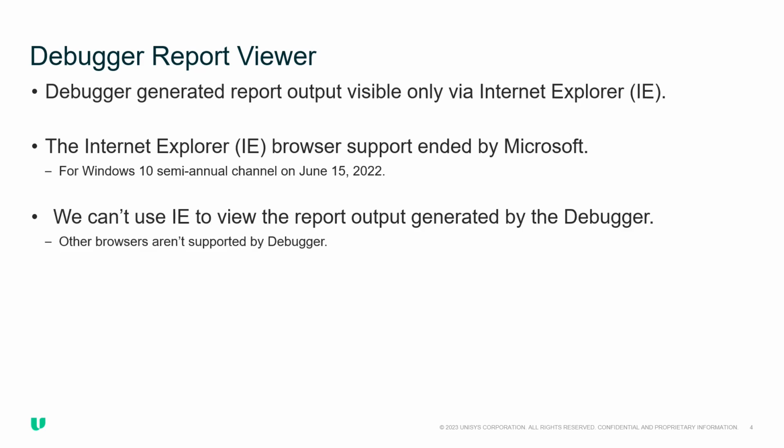As a result of this announcement, we cannot use Internet Explorer to view the report output generated by debugger. Also, other browsers are not supported by debugger, hence it created difficulties for our users to see the report output. To overcome all these issues, we introduce the Debugger Report Viewer application, which will help you to see the output in any browser. Let's look at the demo to understand better.